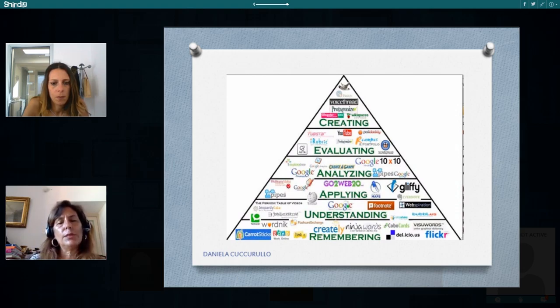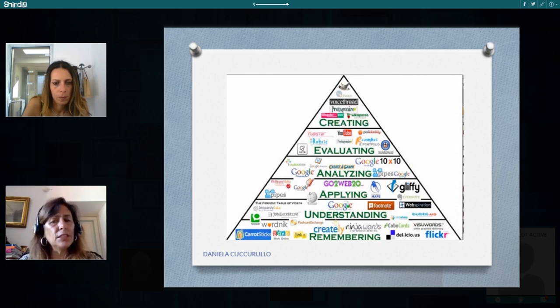The taxonomy here starts with remembering, and that passes to the understanding process. Then you have the possibility to apply, to analyze, to evaluate, and at the end to promote the 21st century skills of our students to create. All these tech tools and web tools can be put in the different steps of this taxonomy to have an order of how to progress in our teaching.